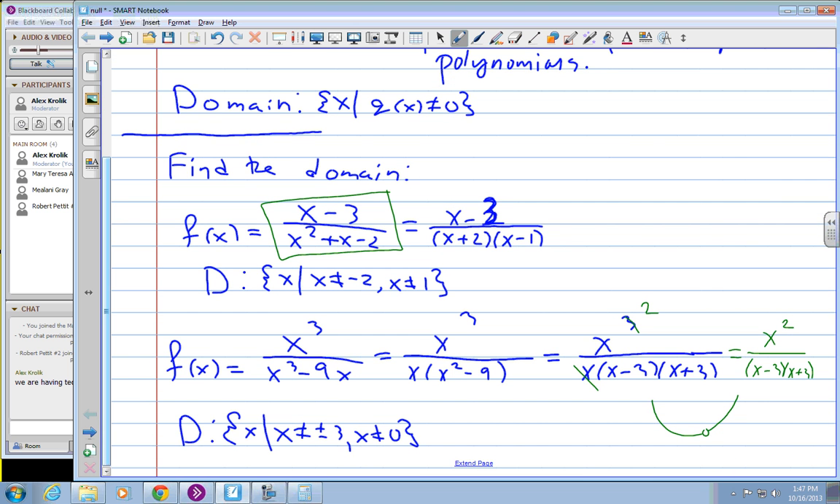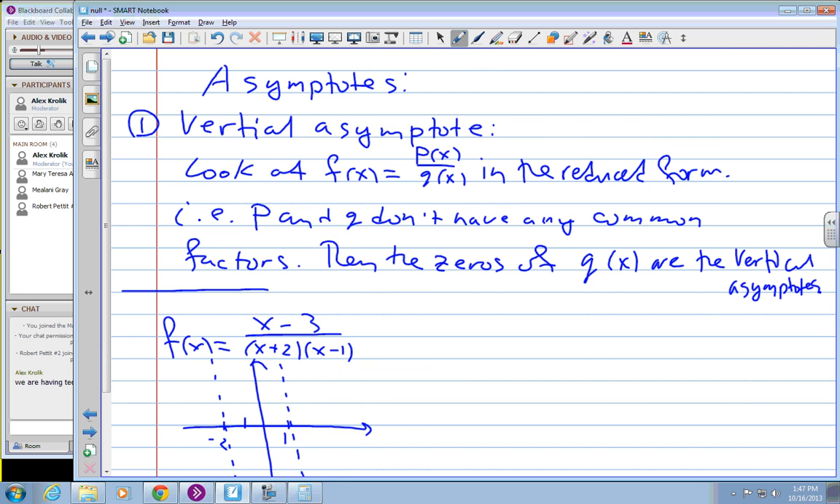when I look at the second one, right, the domain was all real numbers except for plus, minus 3, and 0. But what are the vertical asymptotes? Well, 0 is no longer a vertical asymptote because we're looking at our function after we reduce it. So to find the vertical asymptotes, you reduce first, and then look at what turns the denominator into 0. Because again, 0 will just make a hole in the graph. It won't make that type of thing. So in this case, the vertical asymptotes are plus or minus 3.